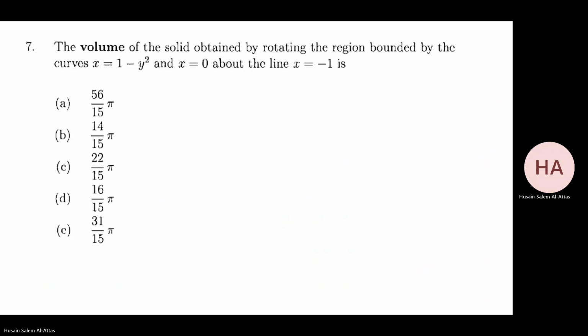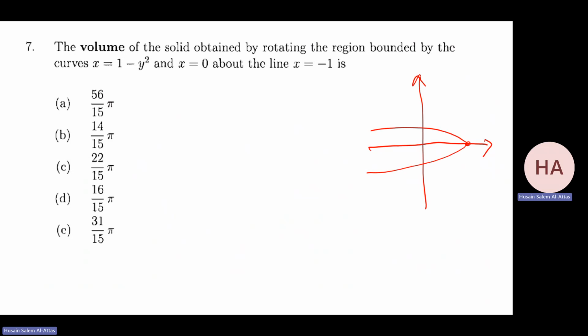The problem: find the volume of the solid obtained by rotating the region bounded by the curves x equals 1 minus y squared. How to graph this function? First, we graph the function. This is a parabola that opens to the left, so I have 1, and then it opens to the left. And x equals 0, which is the y-axis. When they say x equals 0, they mean the y-axis.